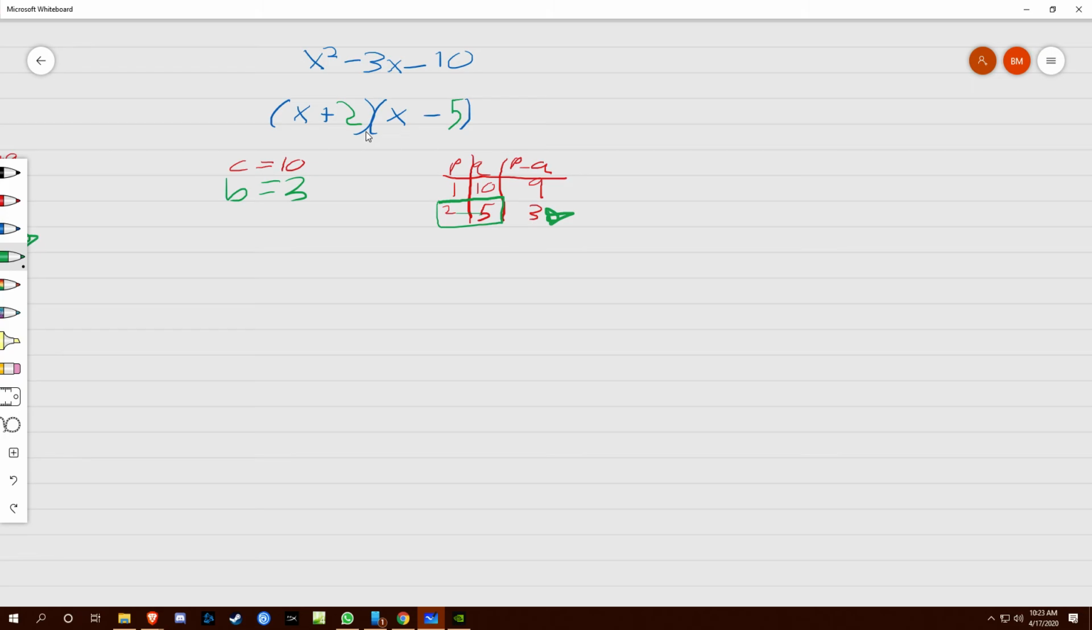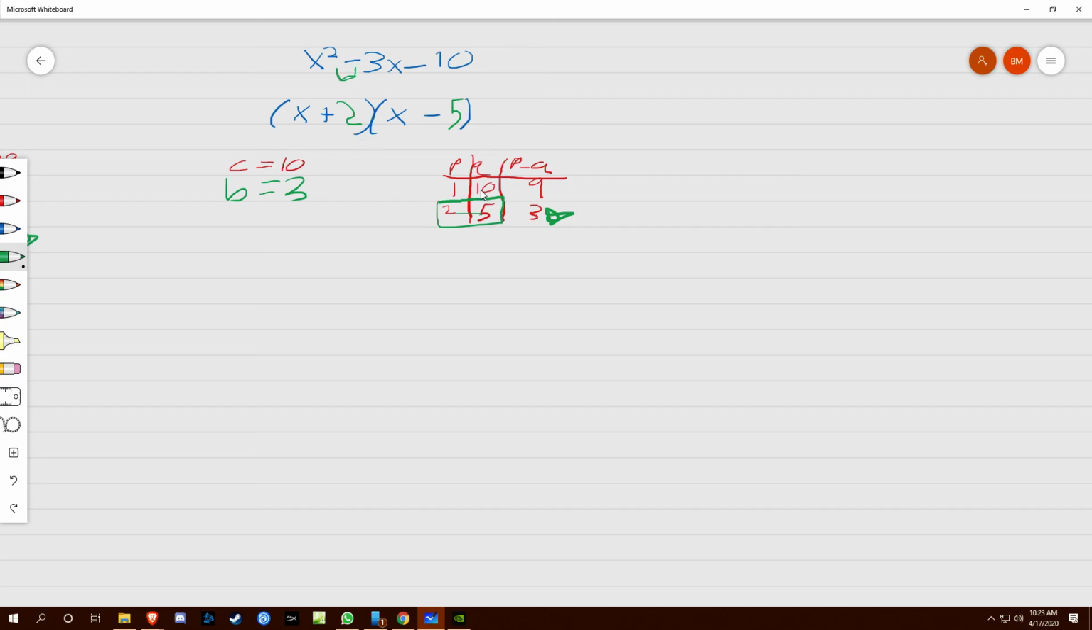So the biggest number between P and Q, which would be 5, gets the middle sign, gets the B sign, right? The B was a negative sign here. So the 5 got the negative and the 2 went over here with the positive. That's what we have to do. That's the last step that we need to do when there are split signs, when you have one of each.